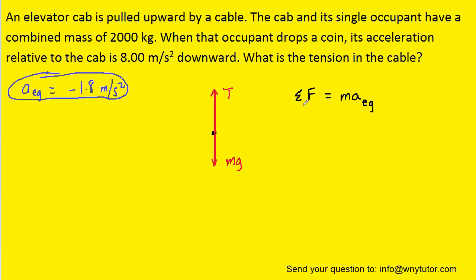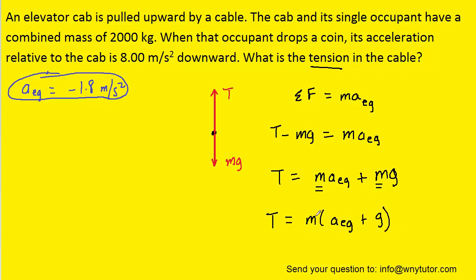For the sum of the forces, we have the positive tension force and the negative gravitational force. Since the question is asking for the tension, we can solve the equation for tension by adding mg to the right side. And then we could factor out a term of m. We have the value of mass given to us in the question as 2,000 kilograms.